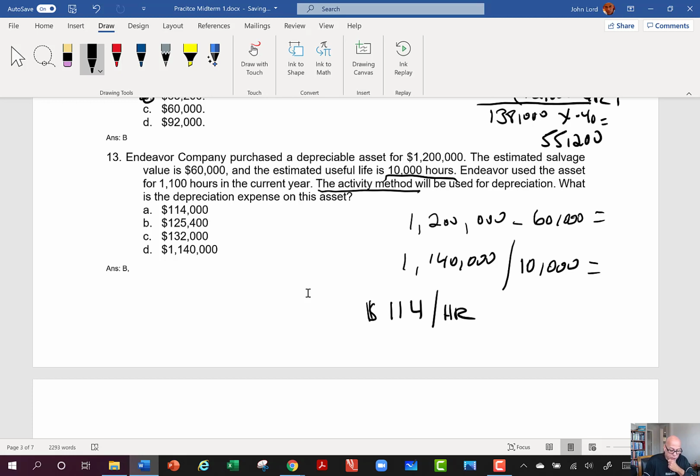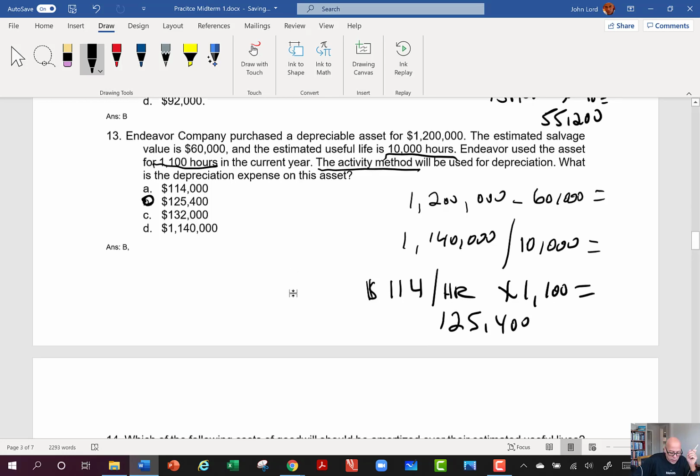Now they asked me what the depreciation should be, and if I didn't use the asset at all, I might not have any depreciation on that. But here they told me that I used it for 1,100 hours. So 114 times the 1,100 hours they used it in the current year gives me 125,400, which is the answer to this question. Okay, if they had used it some other amount of time, next year they only use it, say 1,000 hours, then I multiply the 114 by the 1,000 and so on.